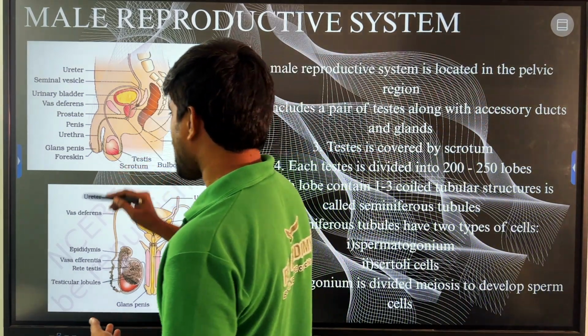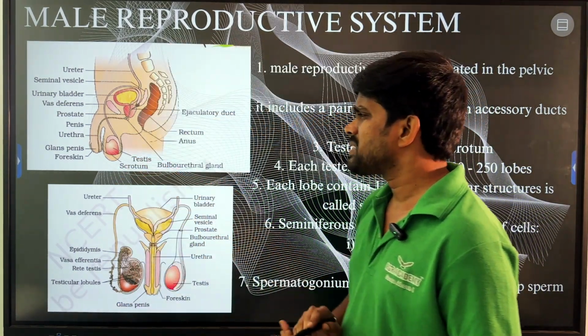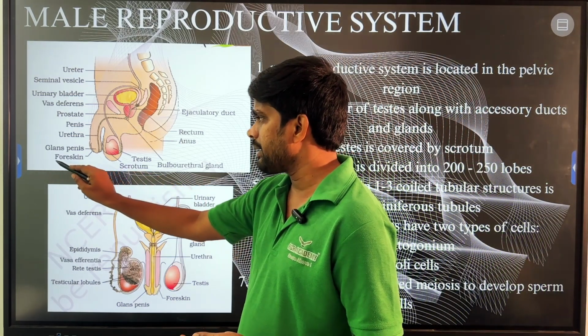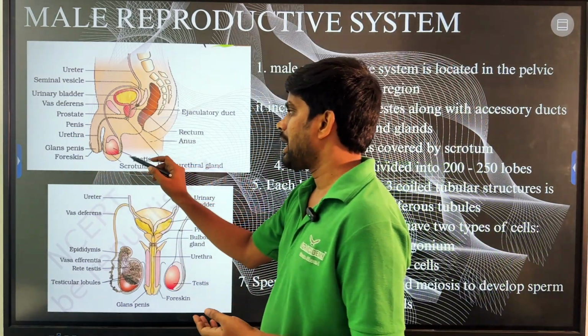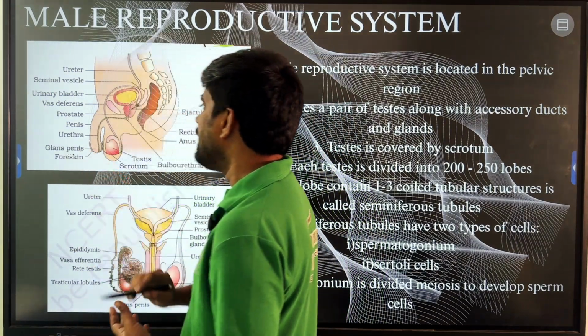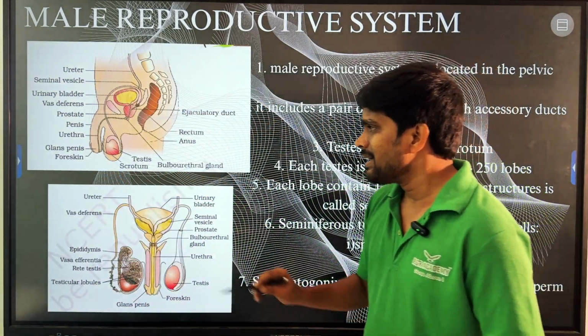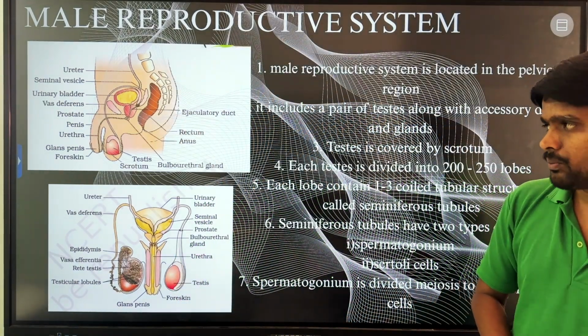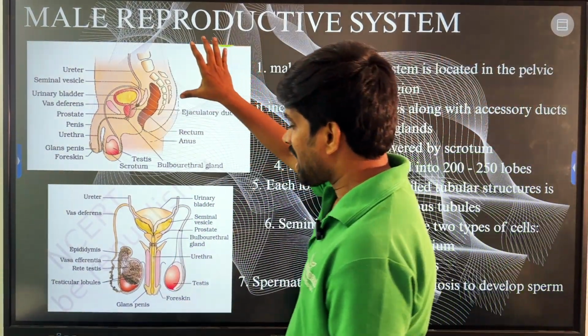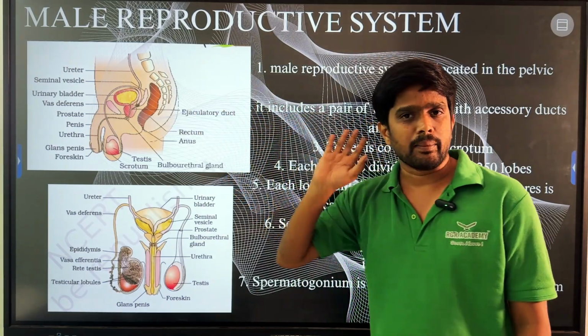So the penis is covered by a loose skin. The loose skin is called foreskin or prepuce. The end point or tip of the penis is called the glans penis. Generally, the glans penis is made up of a cartilage tissue. So these are the associated ducts of the male reproductive system.